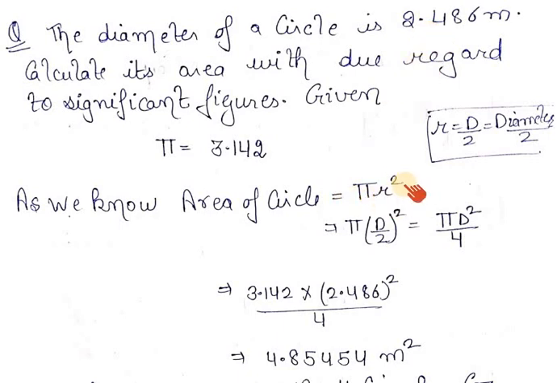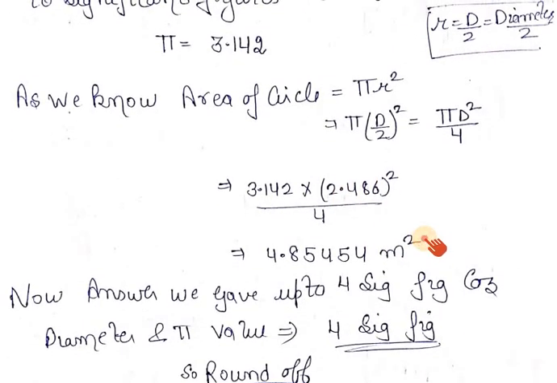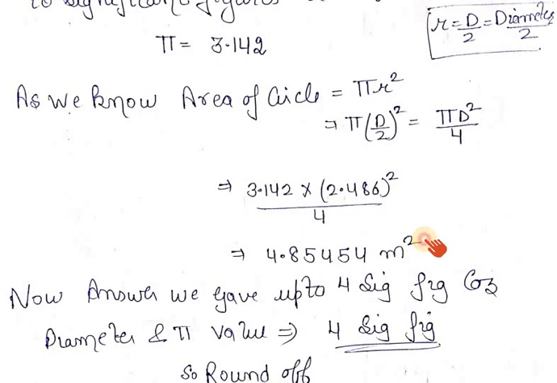You have to replace your radius value by diameter by 2. Why? Because your value of diameter is given in this question, that is 2.486 meter, right? So first of all, you have to find the radius, that is diameter by 2, right? Or you can replace the r value by d by 2. So the formula will become pi d square by 4, right? Now put the value of pi and put the value of diameter, divide by 4, you will get your answer mathematically. Now our work starts, that is physics rules according to significant figures.